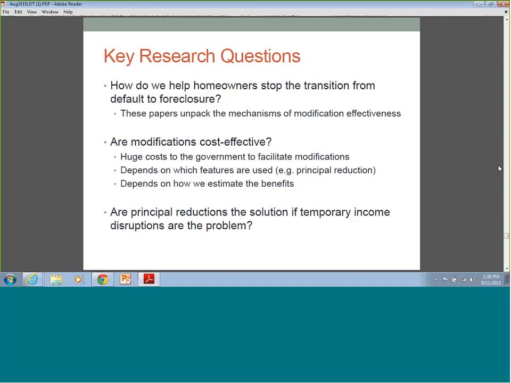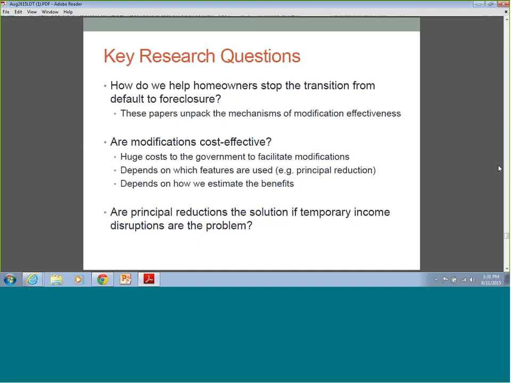Are these modifications cost-effective? Well, it depends on how we estimate the benefits, right? It depends on how we measure the neighborhood-level benefits that these types of calculations can't possibly capture, because we need neighborhood-level data on house prices to measure the spillover impact. But it really seems to depend importantly on which features are used when we're thinking about the cost of a principal reduction. These types of programs offer very different government subsidies or government incentives from, say, a rate reduction versus a principal reduction, whereas in some ways, as Pat mentioned, those have a similar impact in both the short-term and long-term benefits.